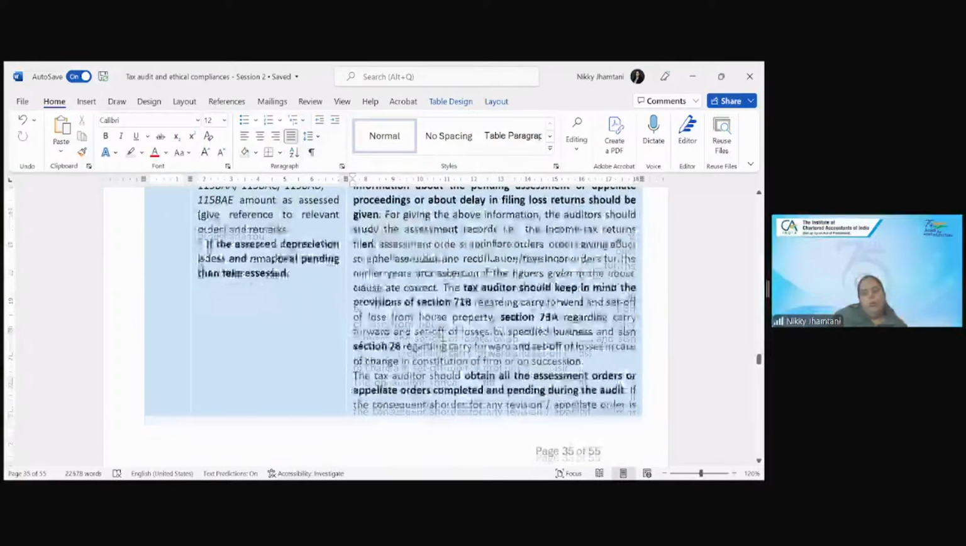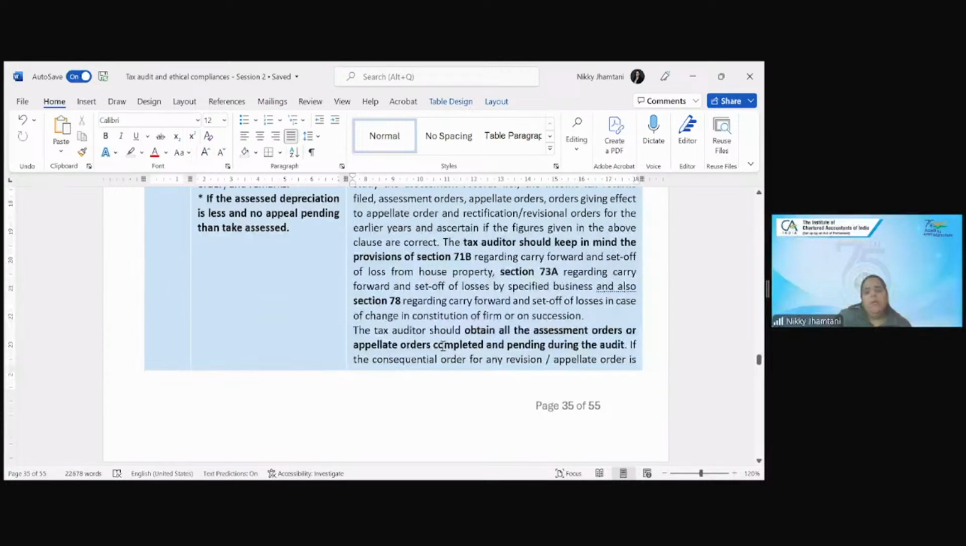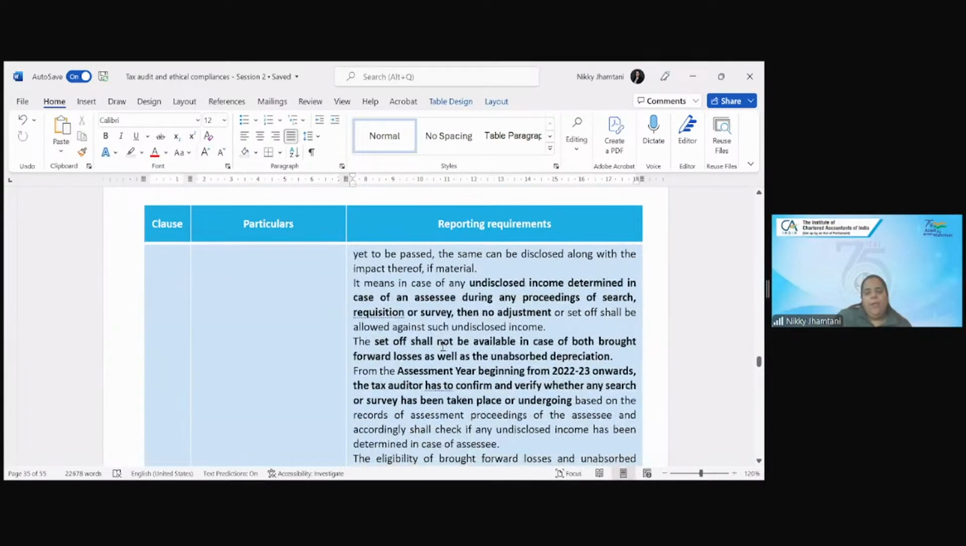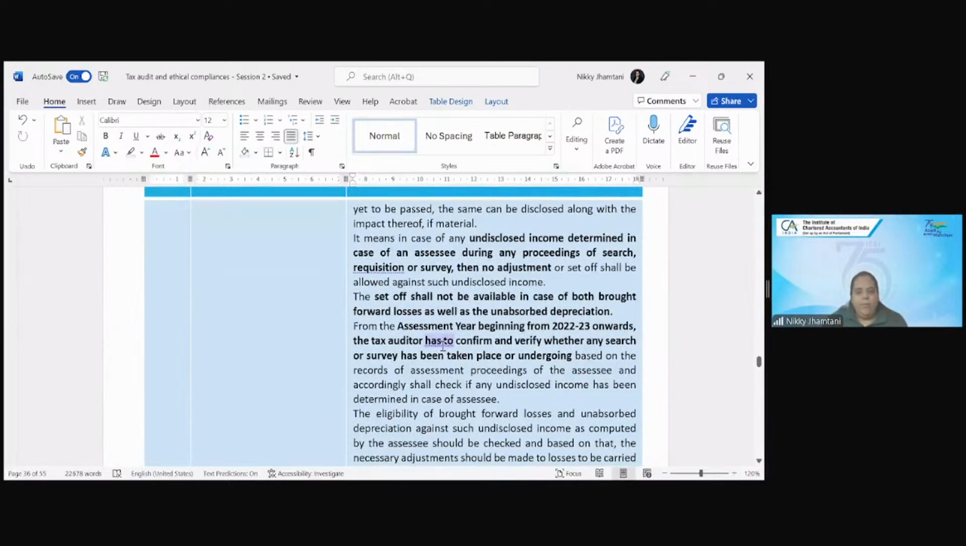The tax auditor should obtain all the assessment orders or appellate orders completed and pending during the audit. If the consequential order for any revision or appellate order is yet to be passed, the same can be disclosed along with the impact thereof if material.